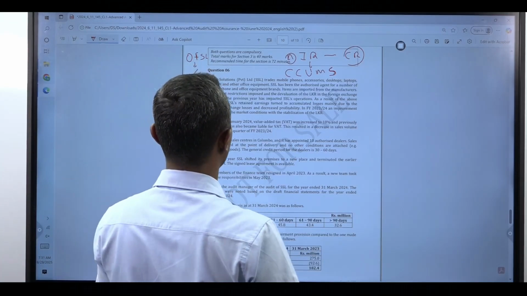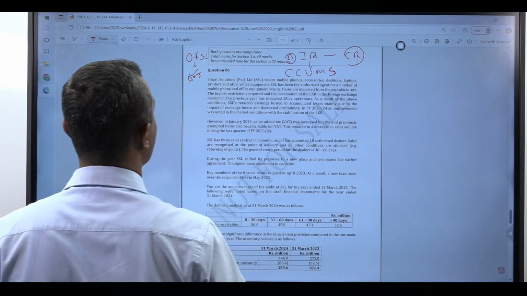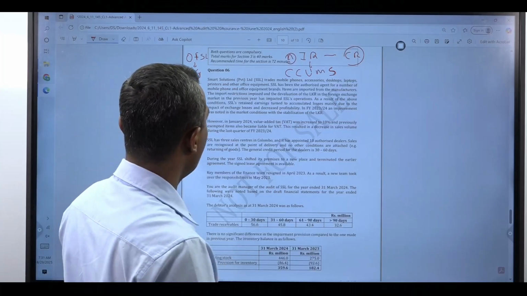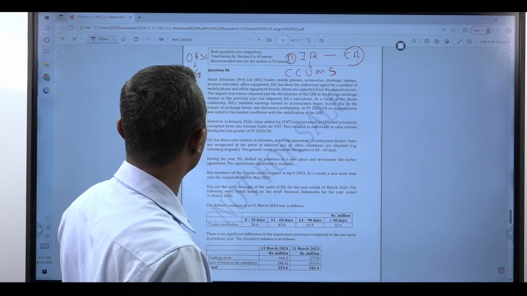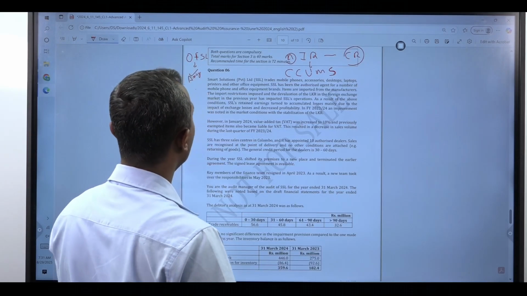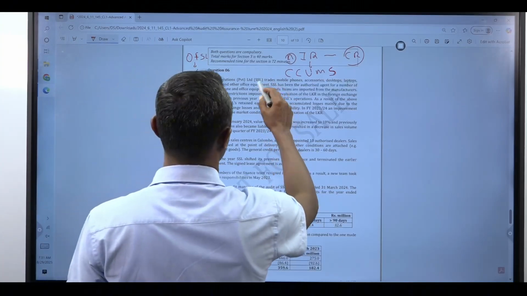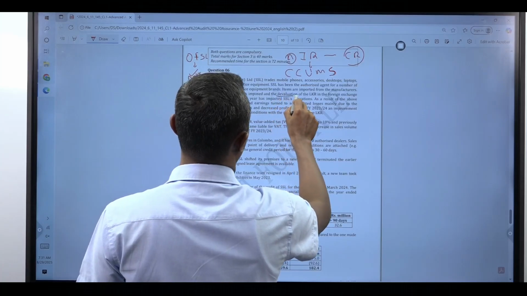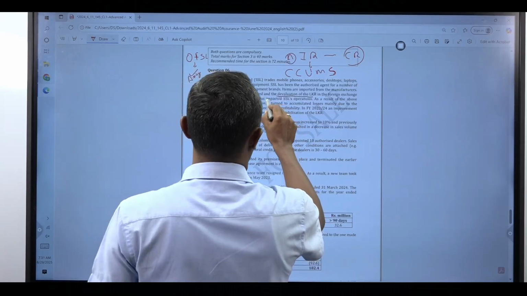Smart Solution trades mobile phone accessories, desktops, laptops, printers and other office equipment. The company has been an authorized agent for a number of phone, mobile phone and office equipment brands. Items are imported from manufacturers. The import restrictions imposed, this is importing, right? Remember our country situation. There was currency depreciation, devaluation. So that significantly impacted operations.